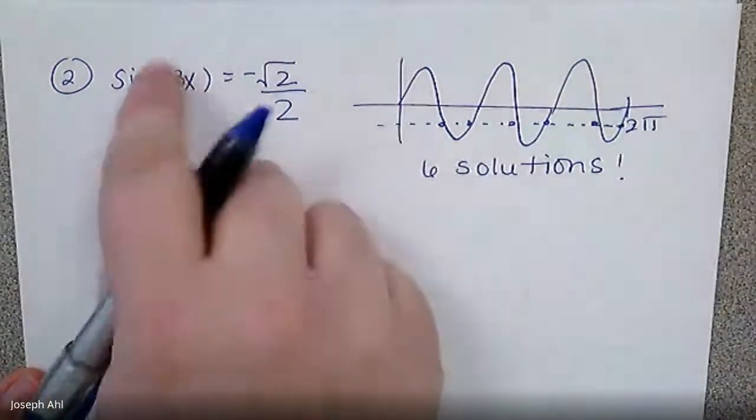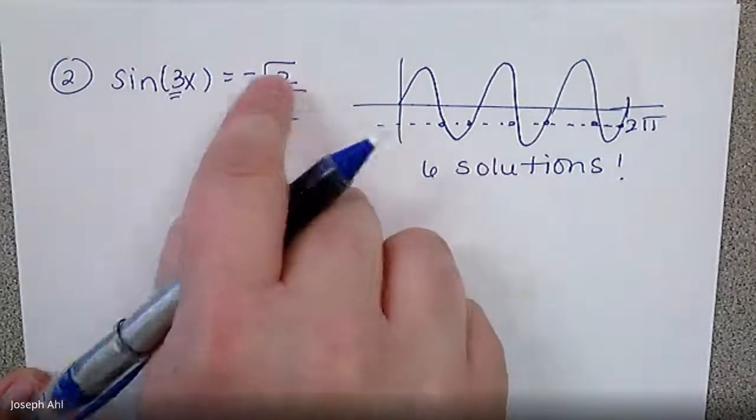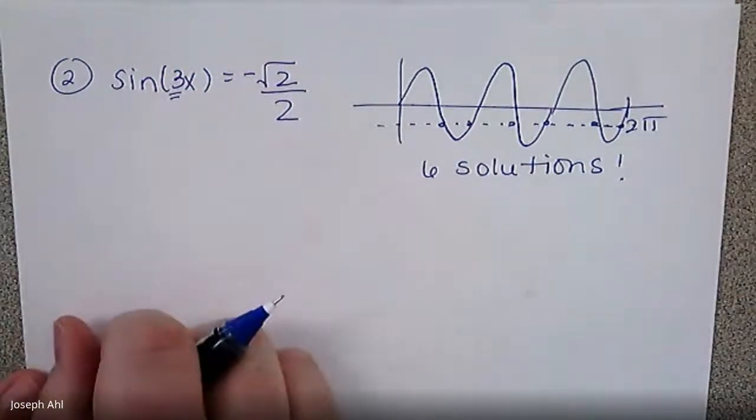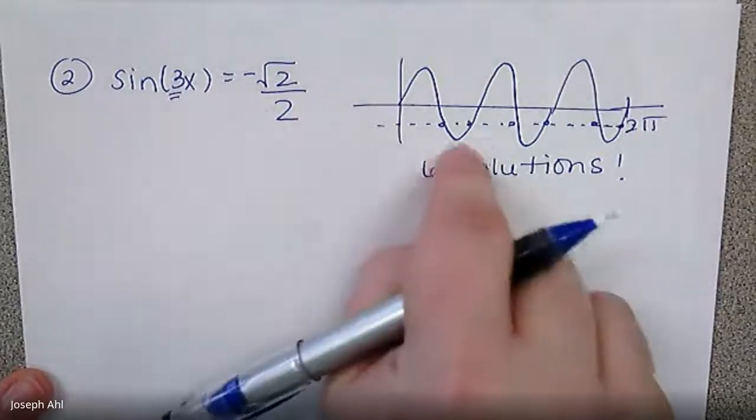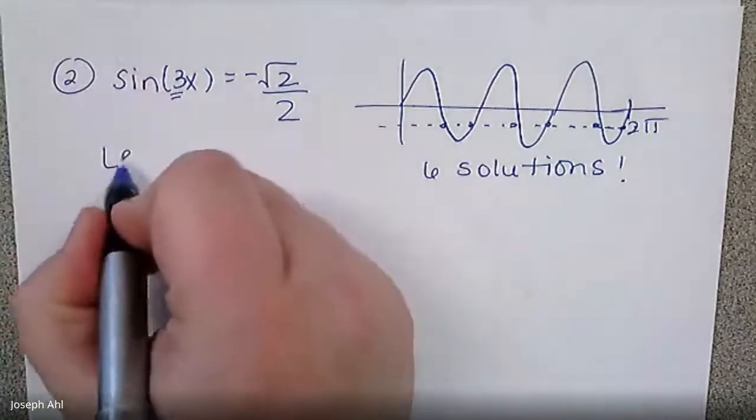Which kind of makes sense to me because I know that sine of a value would equal negative radical 2 over 2 in 2 locations. Sine is negative in 2 quadrants. So if I triple the frequency, we get triple the number of solutions. Okay, let's get started by doing a dummy variable.